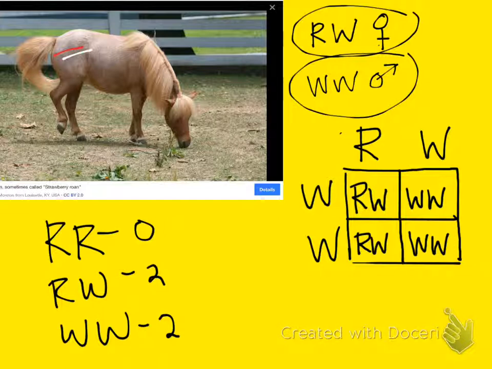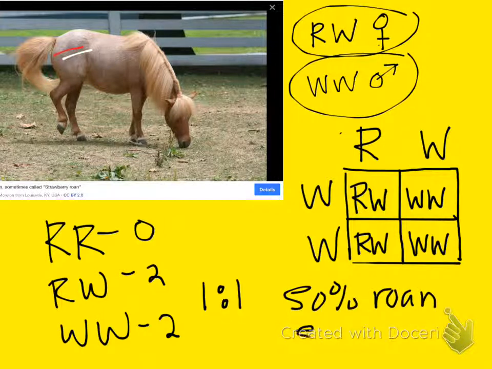Well, now, it's not really two. What we're saying is roughly half of their offspring, it's a 50% chance. So really the ratio of roan to white here is going to be 1 to 1. And we say that 50% of their offspring would be roans. 50% we would expect to be white.